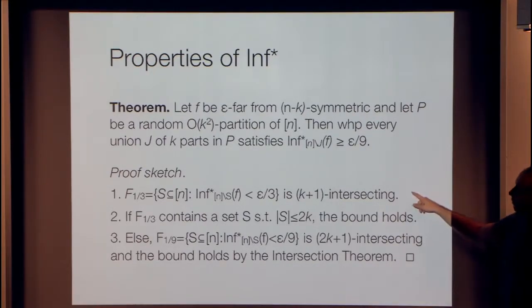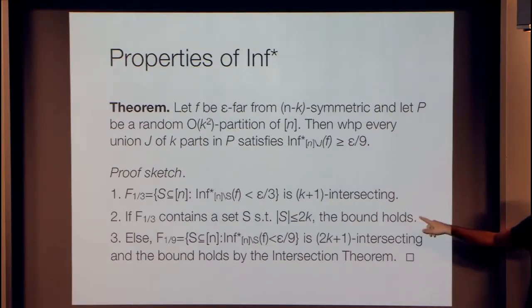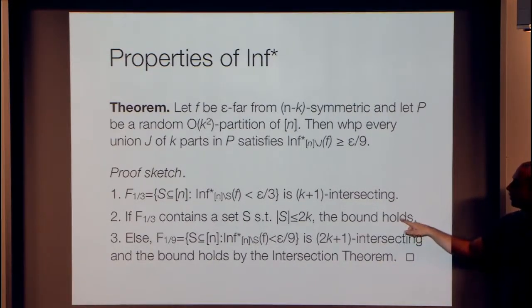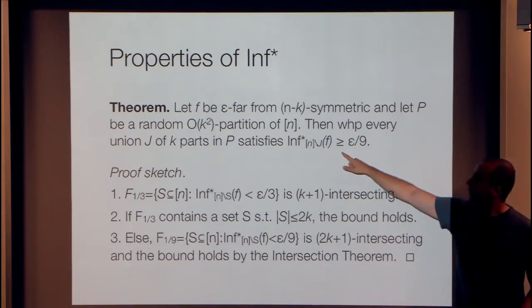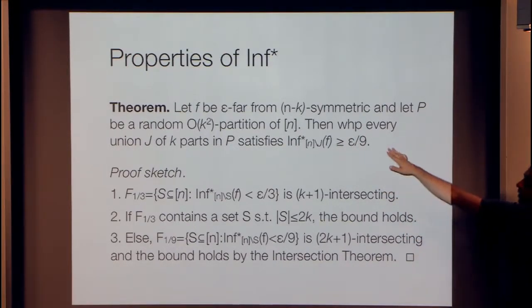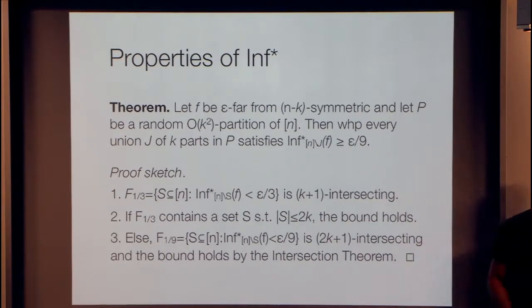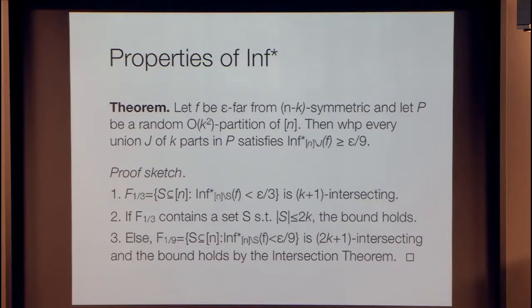Now, once I've done that, we're actually almost done. Because then I'll say there are 2 possibilities. Either this family has a small set inside of it, in which case I'll give you another simple argument to show that this means that with very high probability, any k parts will satisfy this condition that the remaining coordinates have very large symmetric influence.